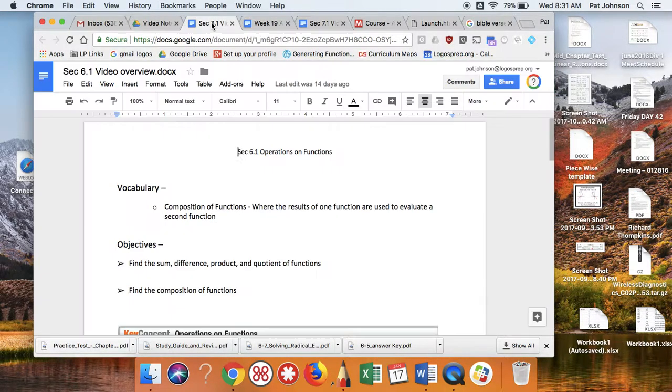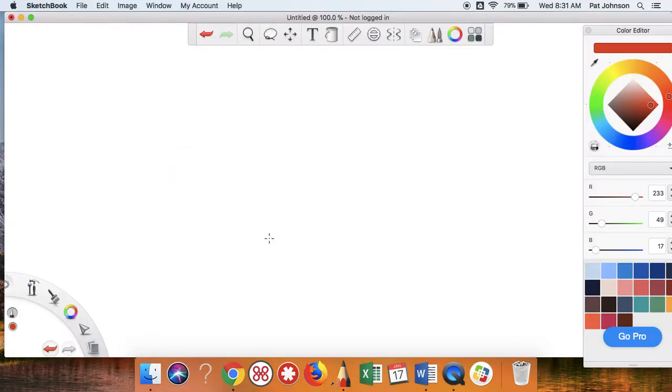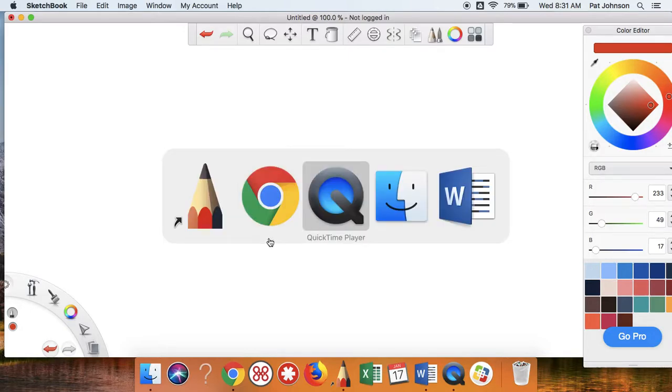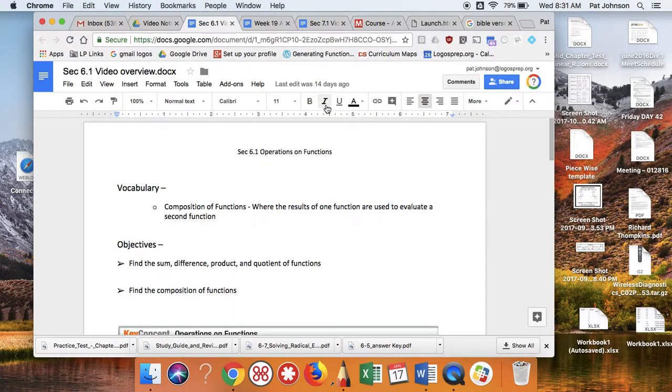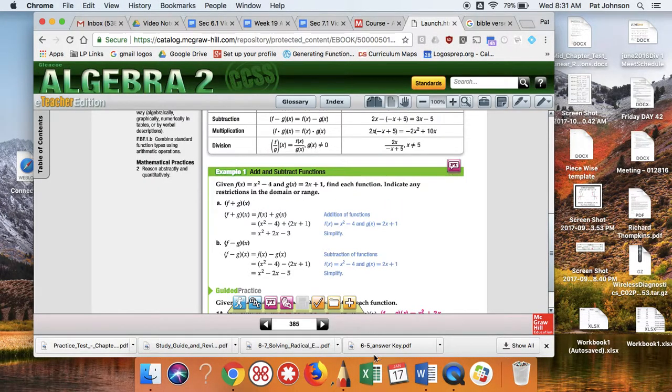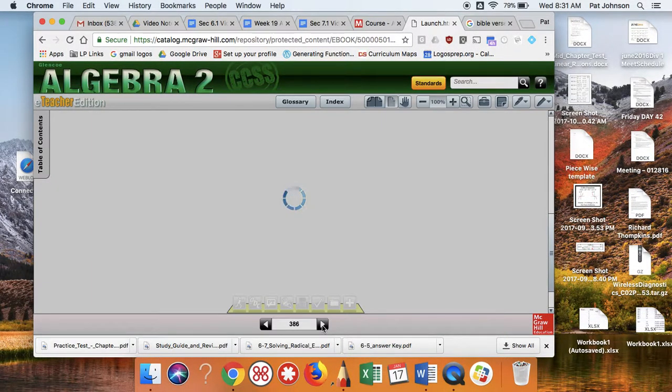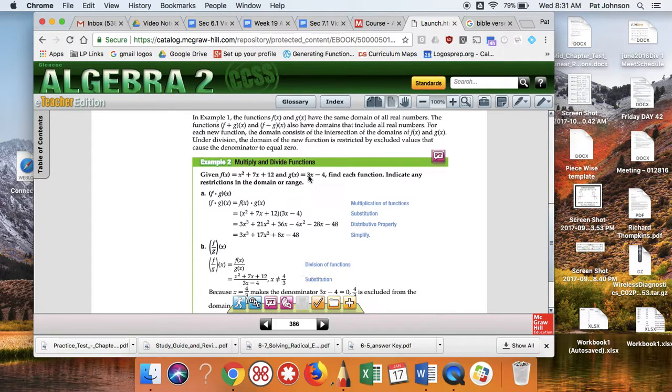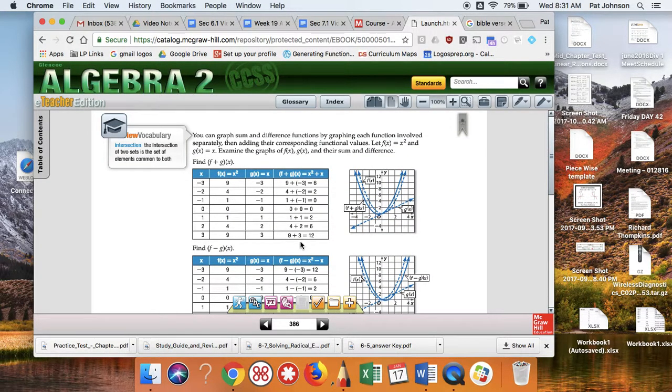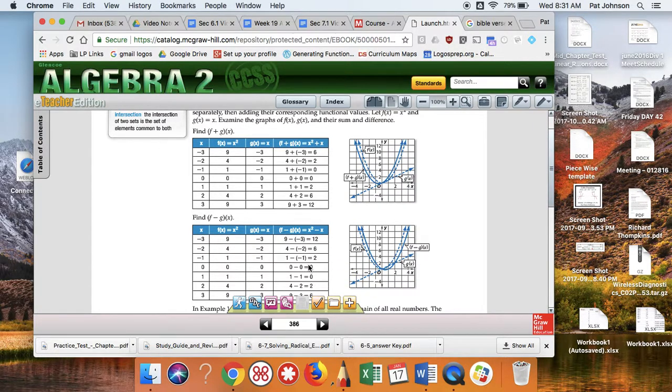And we said it's when the results of one function are used to evaluate a second function. Okay, so what does that really mean? If you go back and look at our book and turn to the next page, and look at the video notes at the top, before we get there, let's give an example and show the domain and range when we take the sum and difference of two functions.